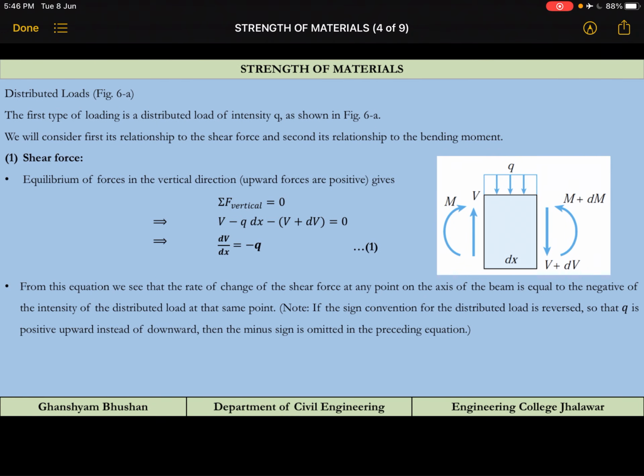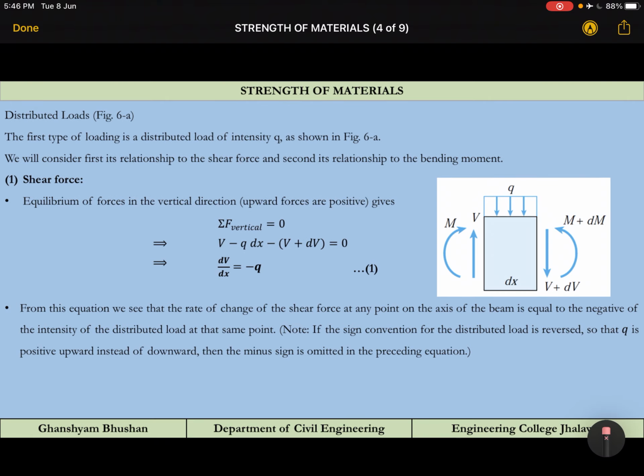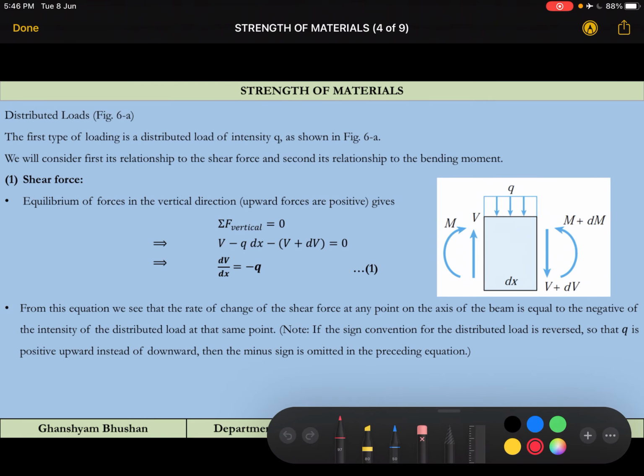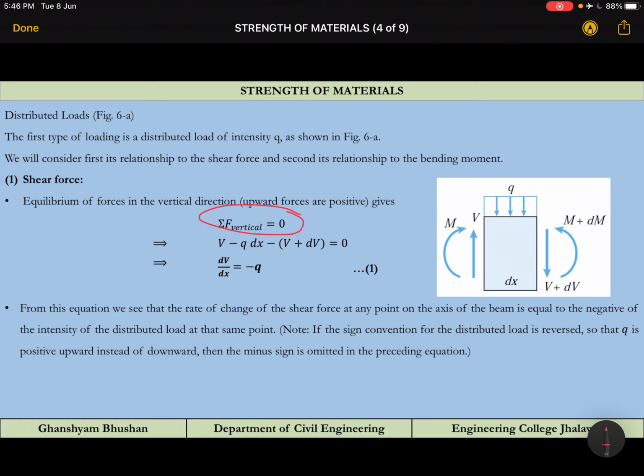Now first we are checking for the distributed load. So first we are going to check the relationship between load and the shear force. How are we going to do that? The first equation is force equilibrium. In the vertical direction, the horizontal forces are 0 because there is no horizontal force, so we will have only a single equation. For writing this equation, one direction should be positive and the other direction negative. It is not that vertical is plus and downward is minus; it is an equation of statics, so the sign convention you are free to use.